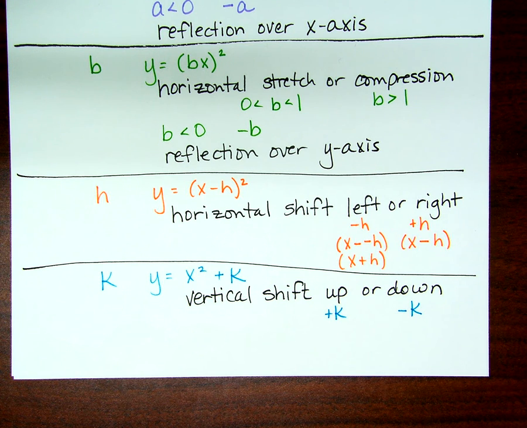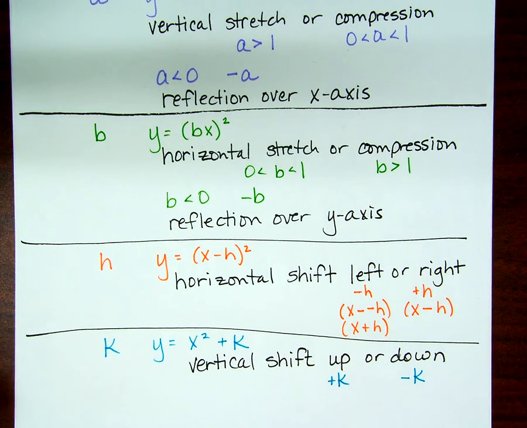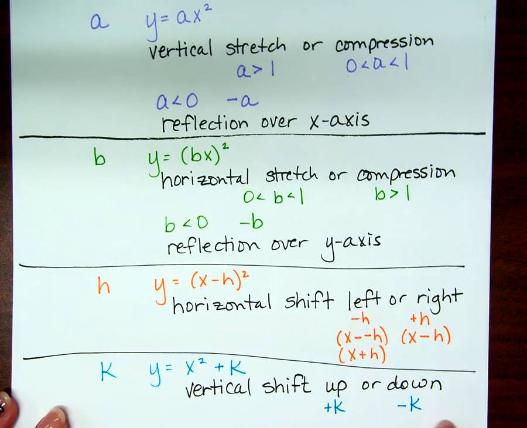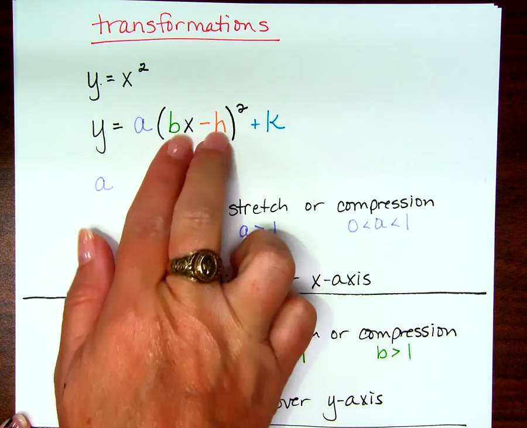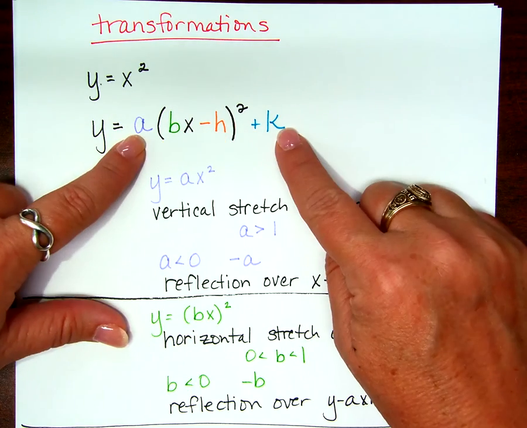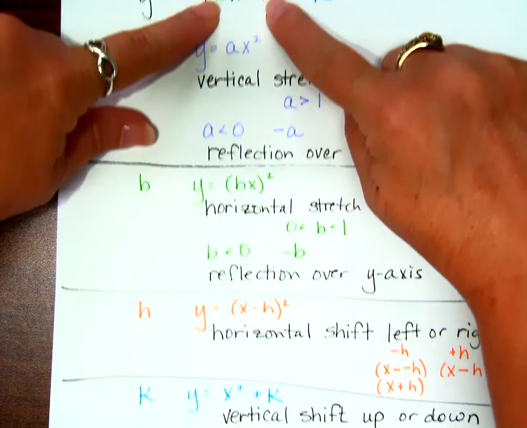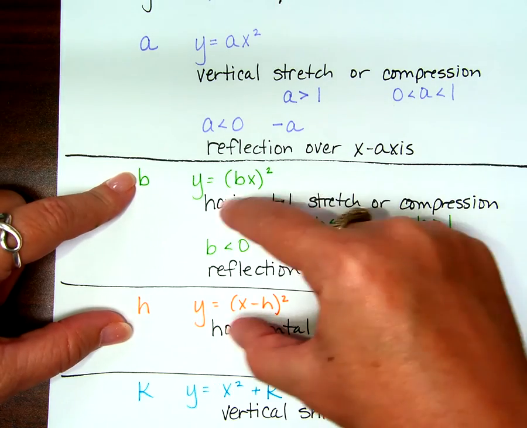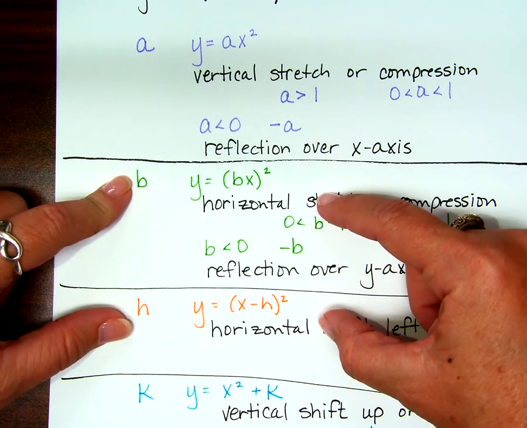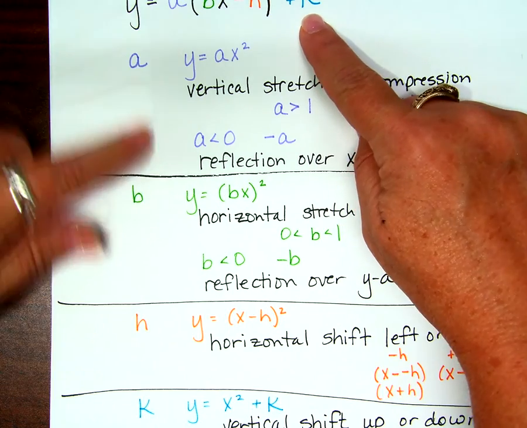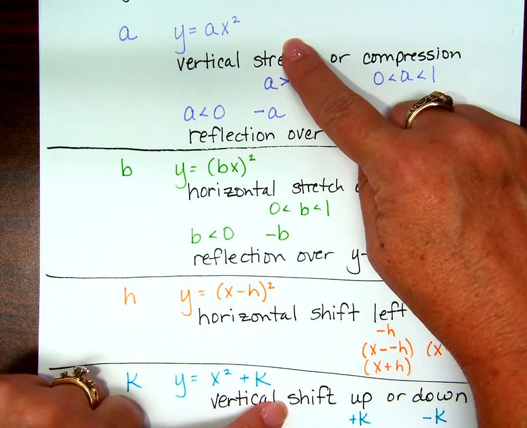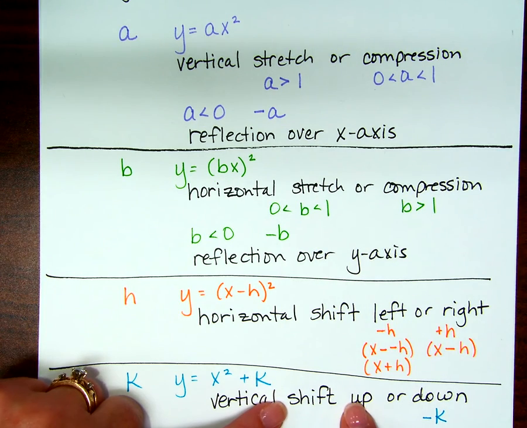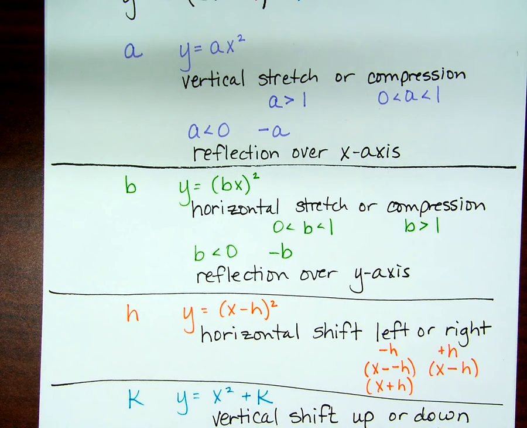All pretty straightforward, right? So look and see where the thing is, first of all. What kind of change from the parent function? Where is it? Is it inside or is it outside? Because if it's inside, B and H both cause a horizontal change of some sort. A and K both cause a vertical change of some sort. It's either a stretch or compression or a shift, but you have to know if it's being multiplied or if it's being added or subtracted. Okay?